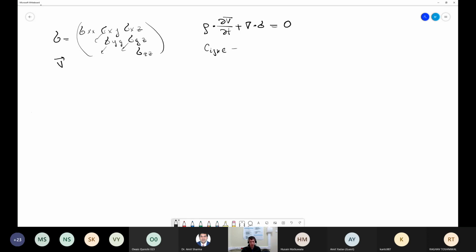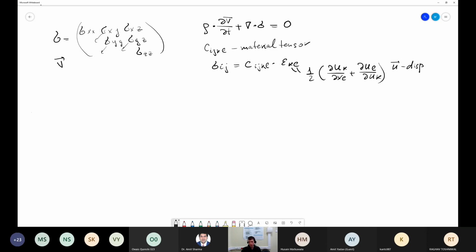This is a material tensor, and we postulate that sigma ij is equal to C_ijkl multiplied by epsilon kl, where epsilon kl is the relative displacement. This is 1/2 of du_k over dx_l plus du_l over dx_k, where u is the displacement, not the velocity, but displacement.